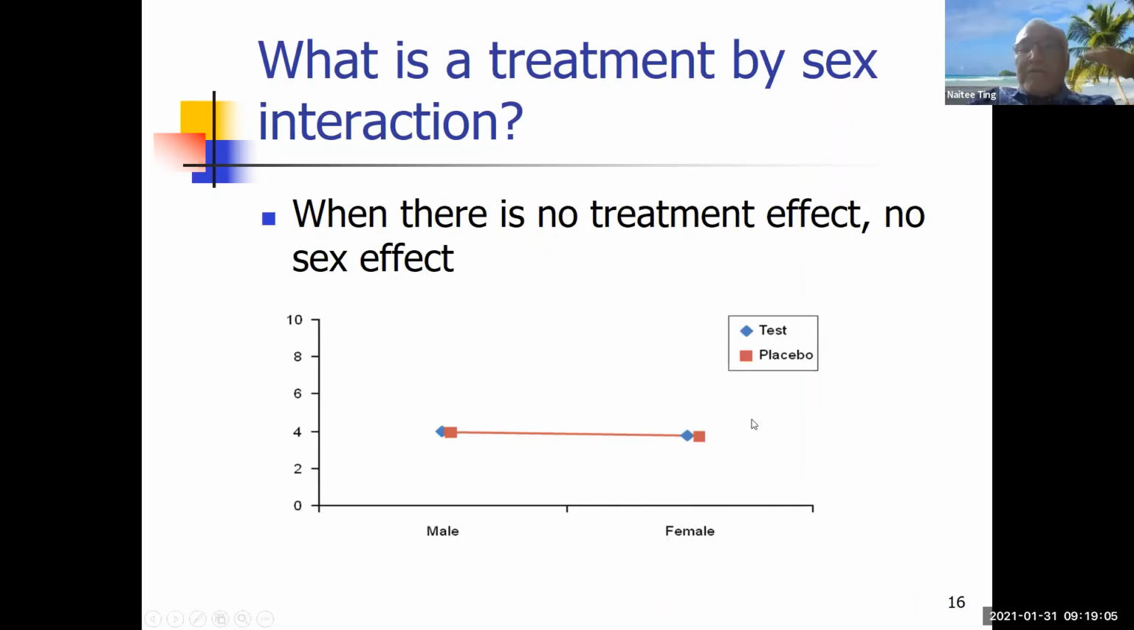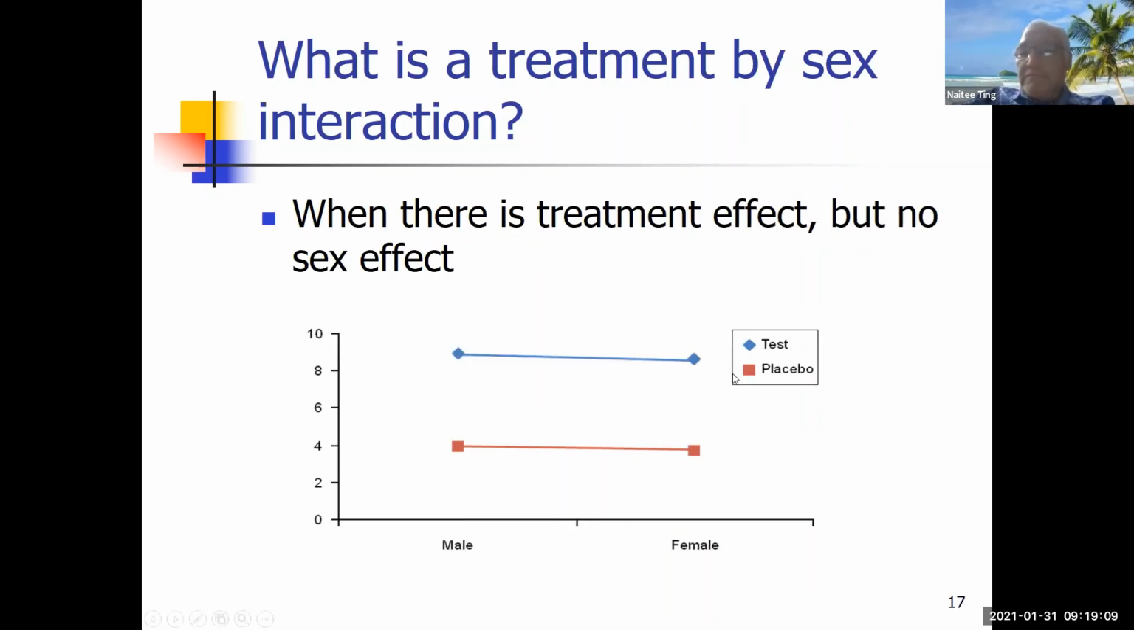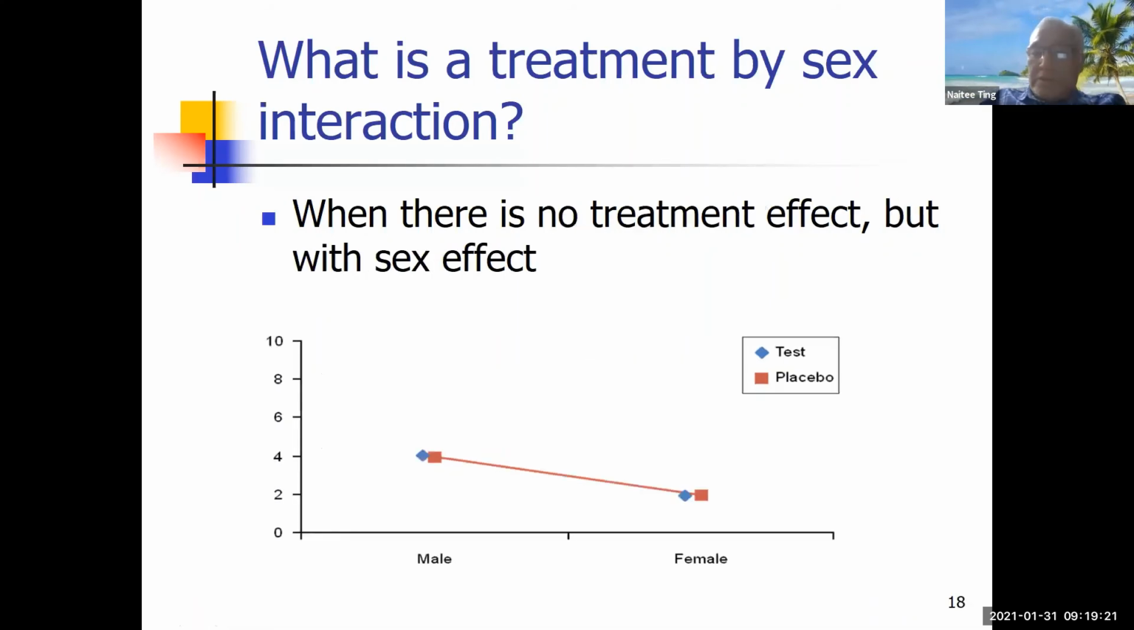Now, what if there's a treatment effect but no sex effect? The test drug is better than placebo in both male and female. Clearly a treatment effect, and there's no sex effect. Now, what if there's a sex effect but no treatment effect? We see this: the male effect is higher than female in both test drug and placebo. There's a sex effect, but there's no treatment effect.